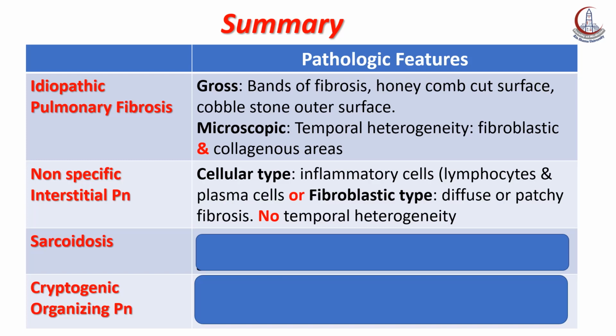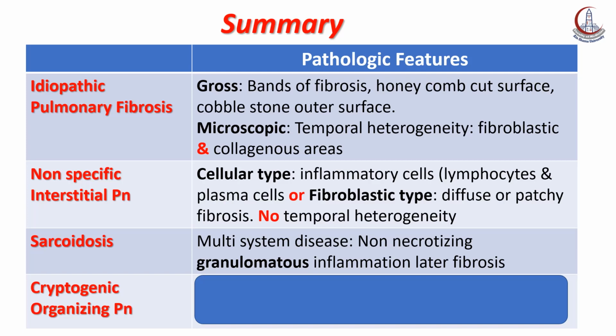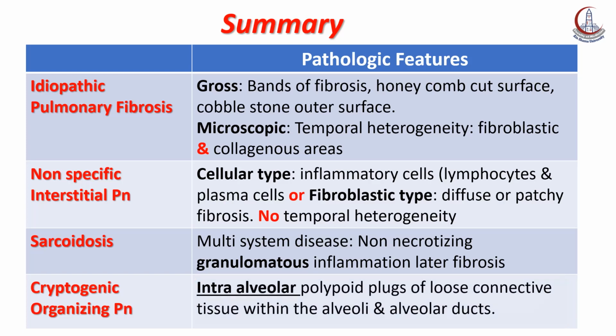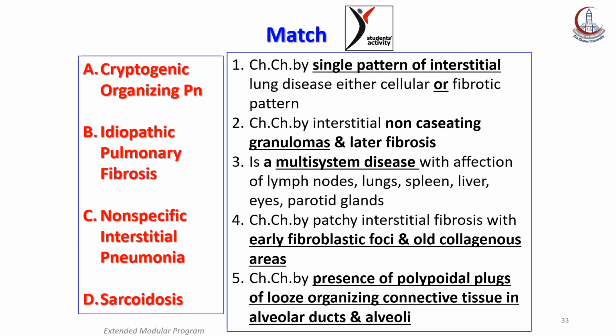Sarcoidosis, yes, it is a multisystem disease forming non-caseating granulomatous inflammation, and later on it will be fibrosing. Cryptogenic organizing pneumonia, there is intra-alveolar, yes, polypoidal plugs of loose connective tissue within the alveoli, obstructing the alveolar spaces and alveolar ducts.